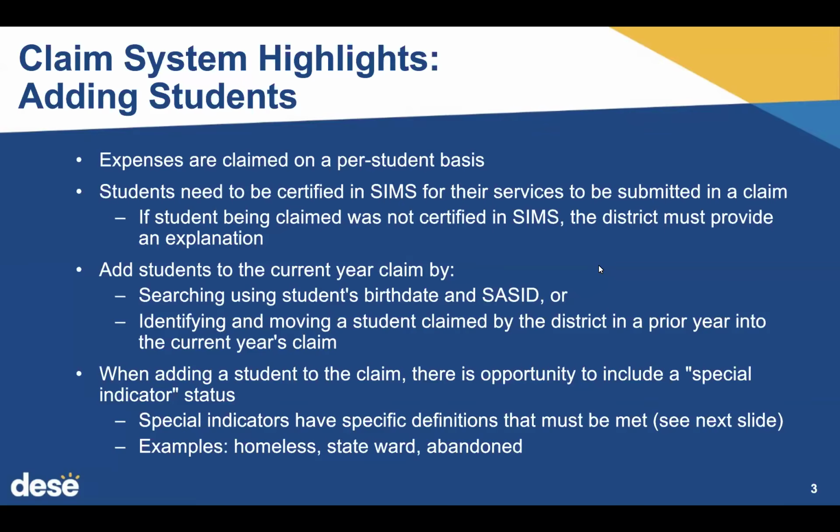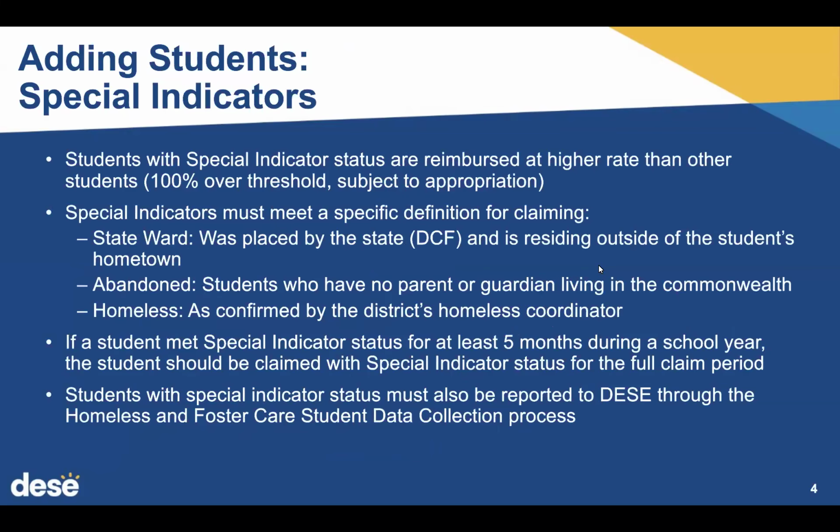There's also an opportunity to add a special indicator when appropriate. Special indicators have specific definitions, and students with special indicators are reimbursed at a higher rate than other students. State wards are students that are placed by the state and residing outside of the student's hometown. Abandoned students are students who have no parent or guardian living in the Commonwealth. And a homeless student is a student that is confirmed by your district's homeless coordinator.